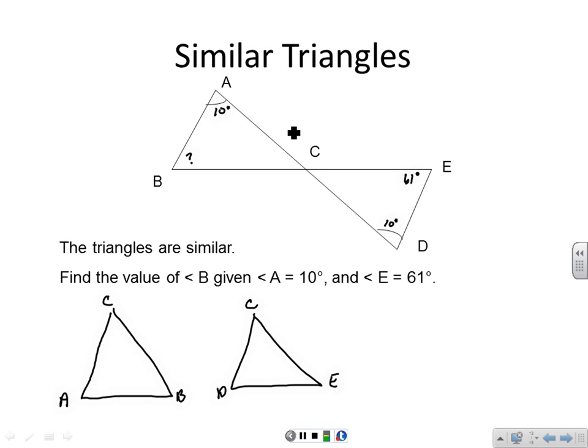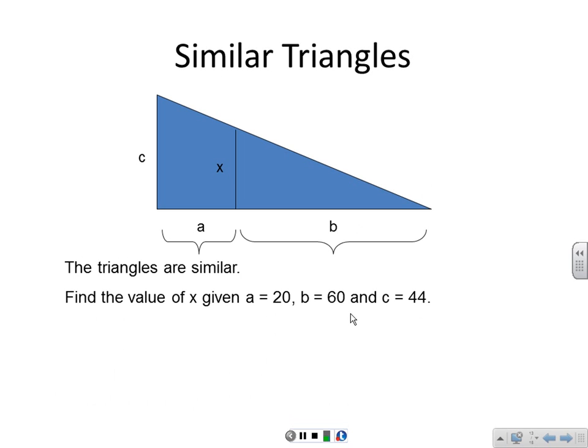Since A is 10 degrees, these two are congruent, so this is 10 and this is 10. It also tells us that E is 61. Look, E and B are corresponding angles, so that means that they're congruent. So angle B has to be 61 degrees as well. Angle B is equal to 61 degrees because corresponding angles of similar triangles are equal.